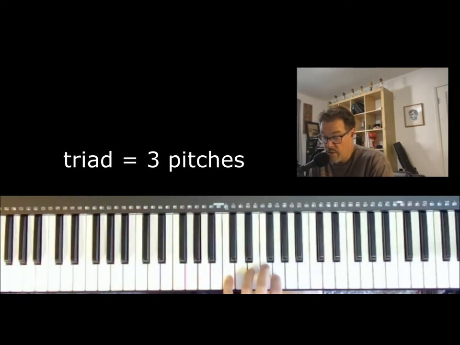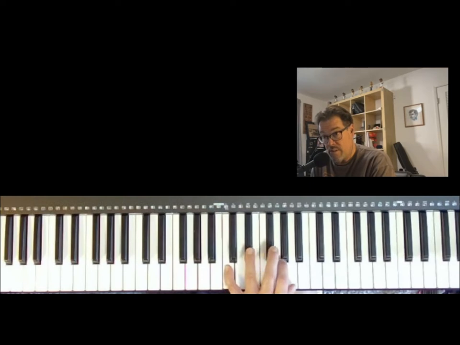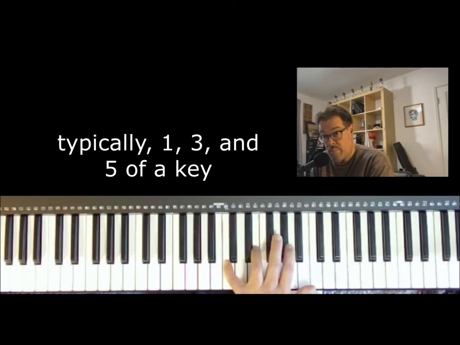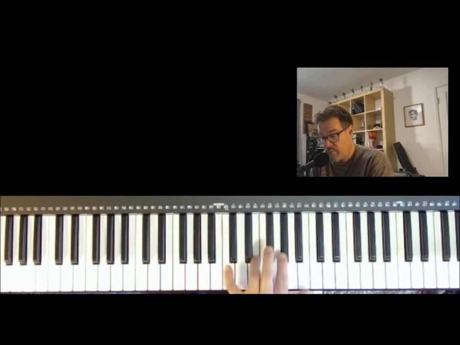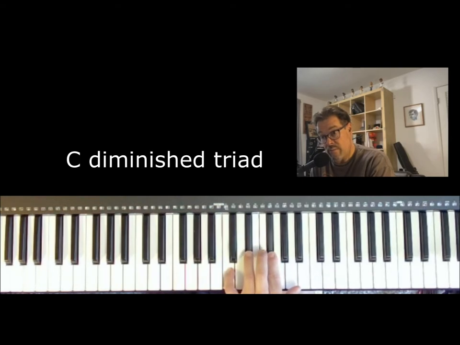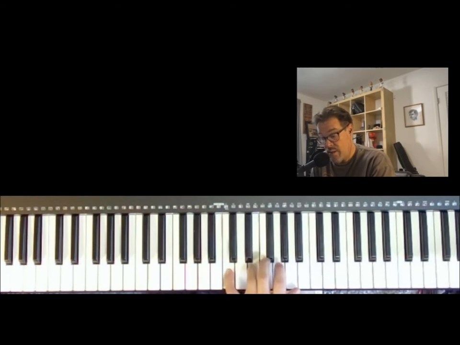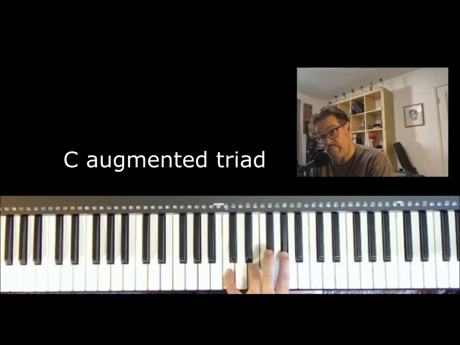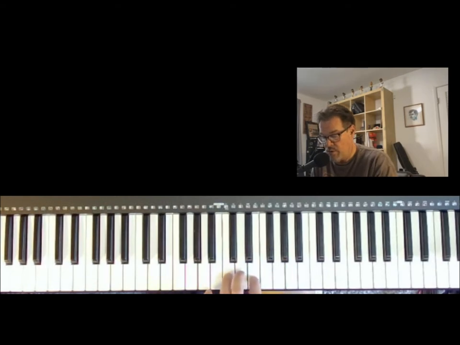What is a basic triad? C major, C minor, C diminished, C augmented. Those are the 4 basic triads. 1, 3, 5. 1, minor 3, 5. 1, minor 3, flat 5. 1, major 3, augmented 5, which is basically 2 major thirds.